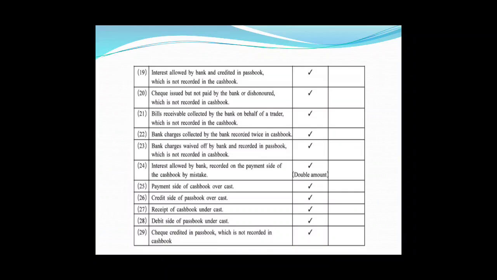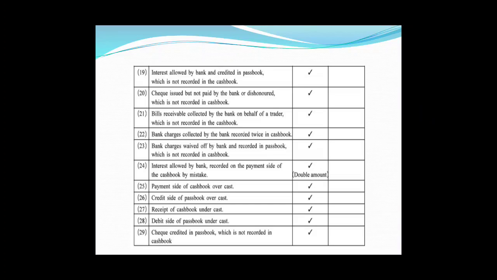What else? Bills receivable collected by the bank on behalf of trader which is not recorded in cash book. Bank has collected the amount of bills receivable on our behalf, right, and credited it in our bank account, but the same is not recorded in our cash book. Now this is supposed to be debited in our cash book, it has not been debited, so we will be debiting it in our bank reconciliation statement.